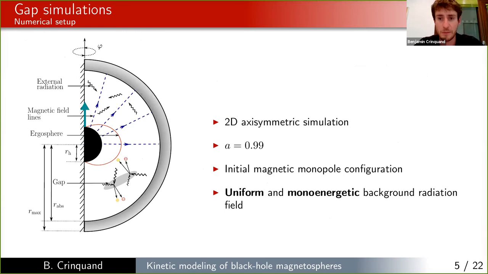We have performed 2D axisymmetric simulations, and we have used a magnetic monopole configuration. On the one hand, this was a simpler configuration, so we would not have current sheets, as I will explain later on. Also, a magnetic monopole configuration is quite realistic in the very close environment of black holes. You expect field lines to be bent and almost come out radially of the black hole. The whole simulation box is immersed in a uniform and monoenergetic background radiation field, which means more practically that the propagating medium is opaque for high energy photons because of pair creation, and for charged particles because of inverse Compton scattering.